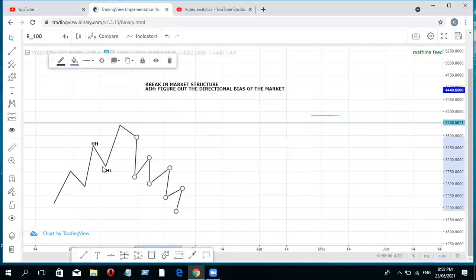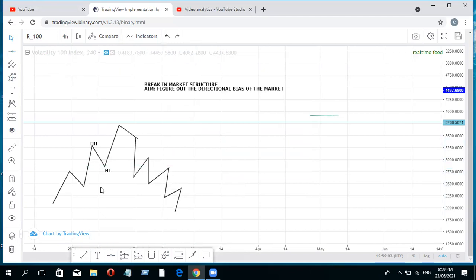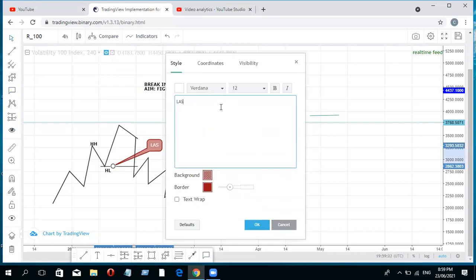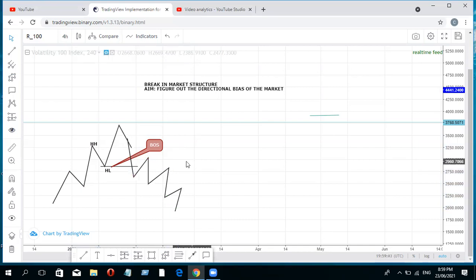This is where the market broke structure, right here. That's the place where it broke structure, when price closed below the last higher low. So that is the break of structure, call it a BOS. When you see the market do something like this, you can call that a break of structure. Once this happens, the market is no more bullish. The market is now bearish.